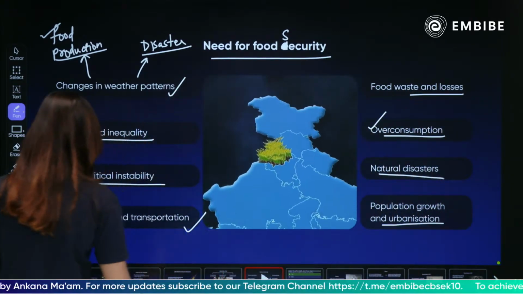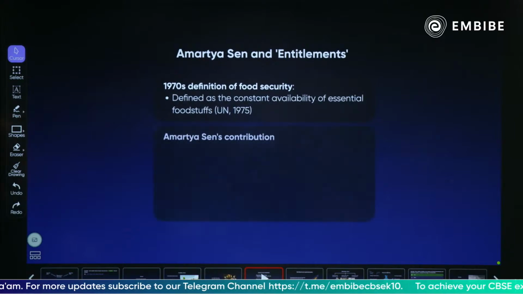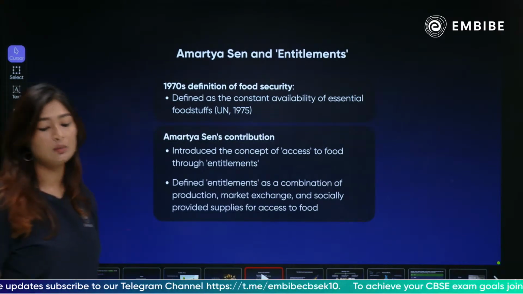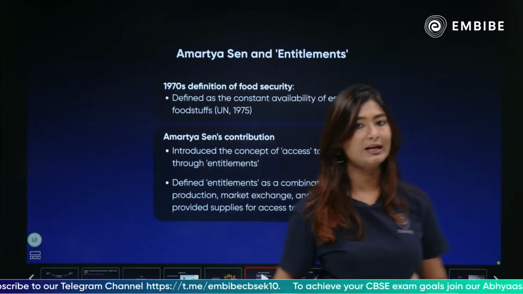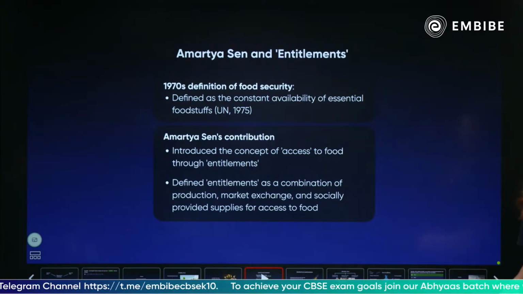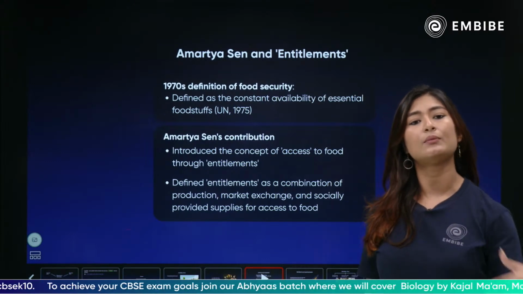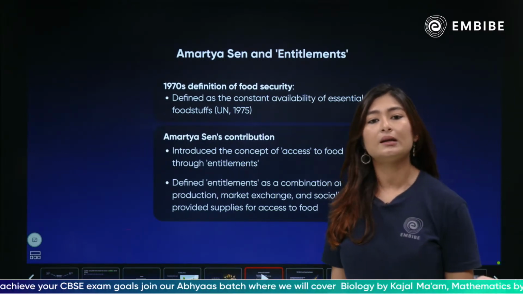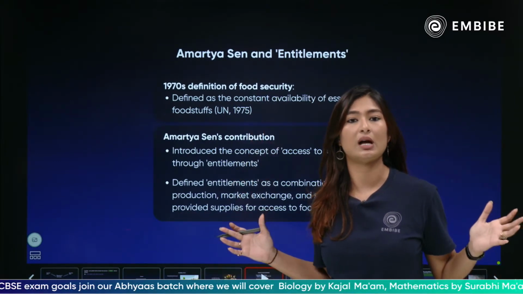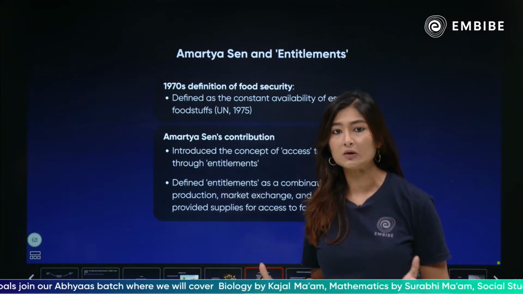Now on that note, Amartya Sen said something about a term called entitlements. What is this entitlement? क्या होता है, क्या मतलब है इसका? 1970s में जो definition थी, ठीक है, urbanization बच्चे, setting up of cities. When cities set up, what happens? Cities में a lot of population explosion happens. A lot of people all of a sudden move into certain cities.